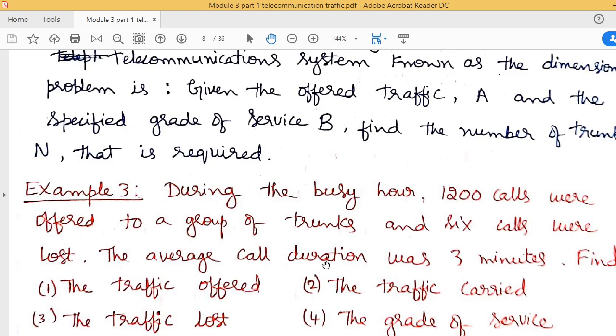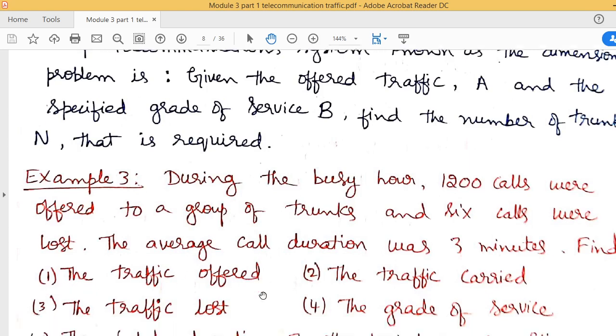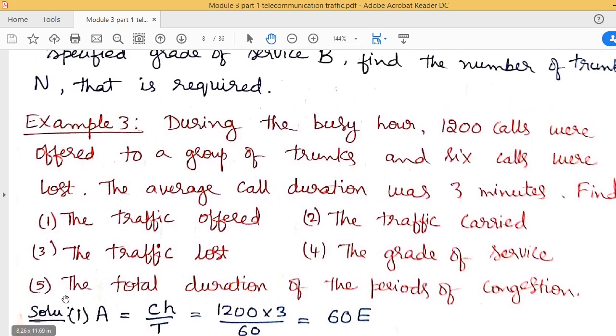The average call duration was 3 minutes. Holding time H is 3 minutes. So we need to find the traffic offered, the traffic carried by the system, the traffic lost, and the grade of service observed. So grade of service B is equal to 6 by 1200. First let us calculate the traffic offered, and they have also asked us to calculate the total duration of the period of congestion. So for what duration is congestion observed in this scenario.